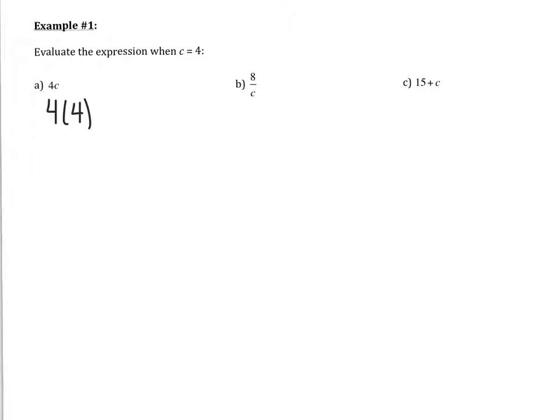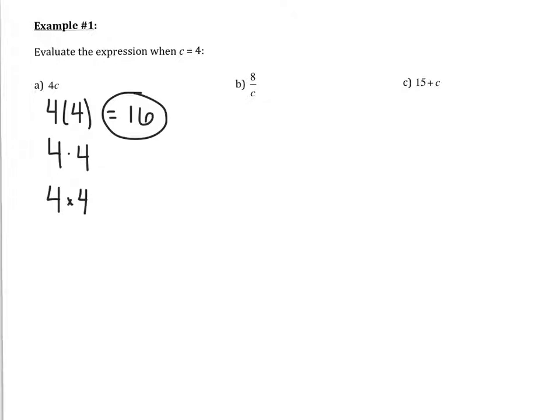I've used parentheses here to imply multiplication. Another way to do it would be to take 4 times 4 with a little dot. Another way to look at it would be 4 little x times 4. All three of these ways mean the same thing, and either way that you do it, you will still end up with 16 once you simplify. So 4c when c equals 4 is equivalent to 16.